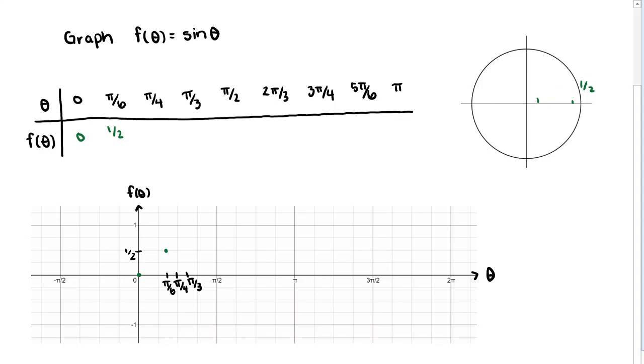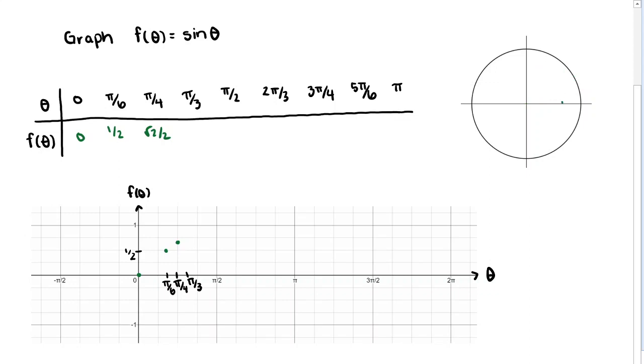So next, let's look at an angle of pi over 4. Pi over 4 corresponds to a 45-45-90 triangle. And here the y coordinate on this angle is going to be the square root of 2 over 2. And so that's what sine of pi over 4 is going to be. The square root of 2 is roughly 1.4, so cutting that in half is roughly 0.7. And so I think a reasonable place to plot this point will be about here. Okay, so at pi over 4, we've got an output of roughly 0.7.